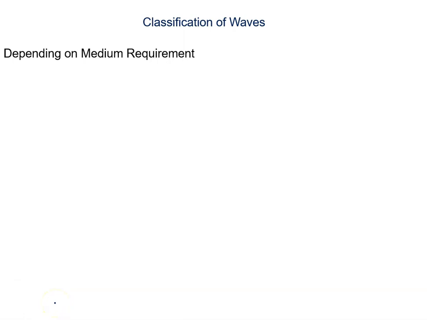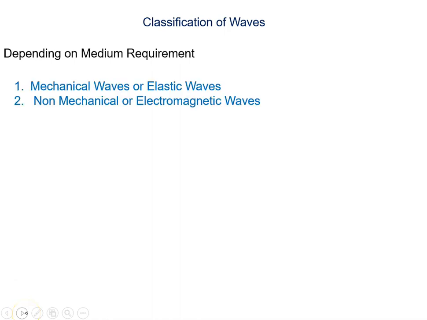Classification of wave depending on medium requirement. If medium is required or not, from that point of view, it is divided in two categories: mechanical wave or non-mechanical wave. Mechanical wave, also known as the elastic wave, and non-mechanical wave, also known as the electromagnetic waves.